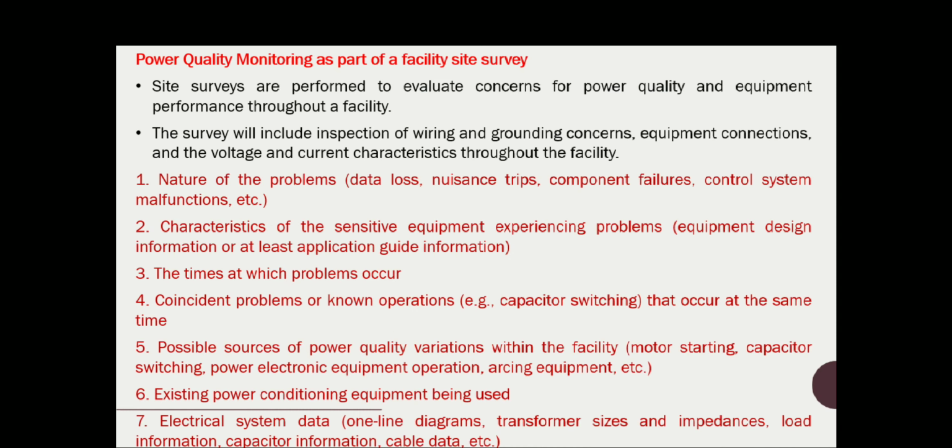Then the fifth power quality monitoring consideration is power quality monitoring as a part of a facility site survey. Site surveys are performed to evaluate the concerns for power quality and equipment performance throughout the facility. This kind of survey will include the inspection of wiring and grounding concerns, equipment connections, and the voltage and current characteristics throughout the facility.